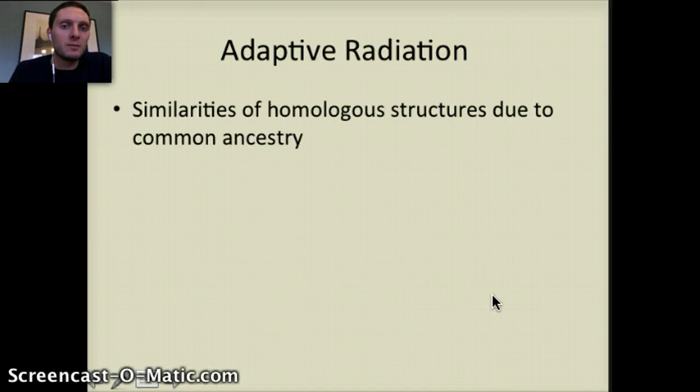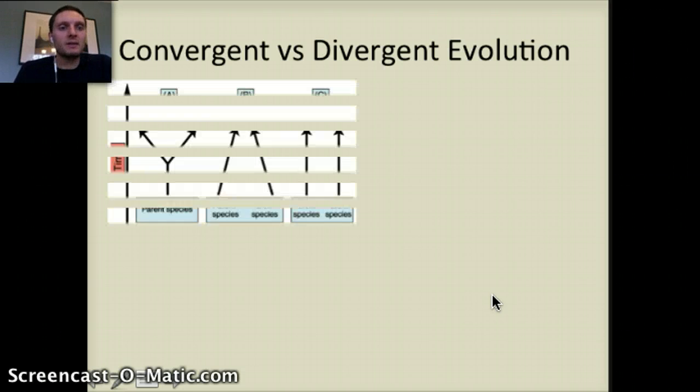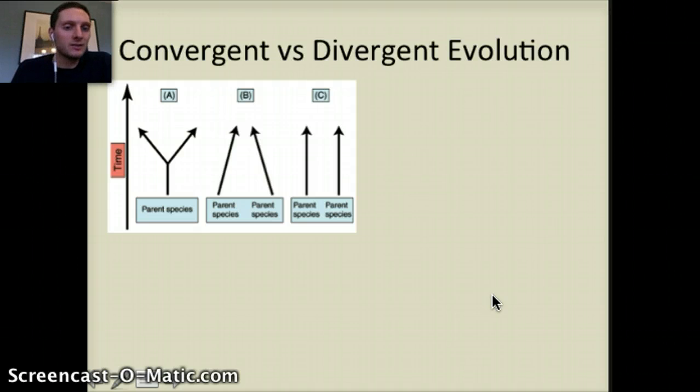Similarities of homologous structures due to common ancestry is one way that we can see this actually happening. We'll talk about homologous structures a little bit more with convergent and divergent evolution, which is our last main topic for this. Convergent evolution is the independent evolution of similar features in different species due to similar environments. So that's going to be this one right here, B.